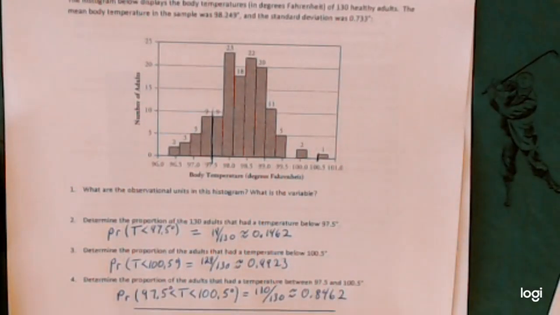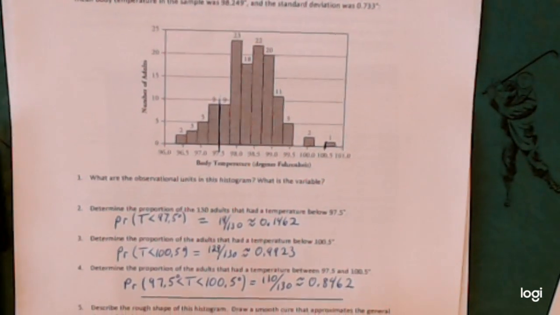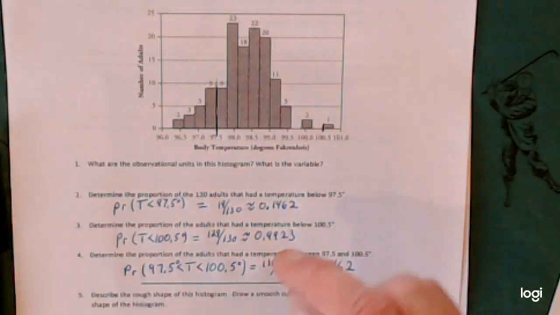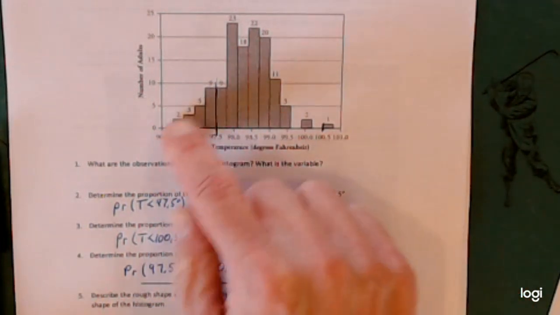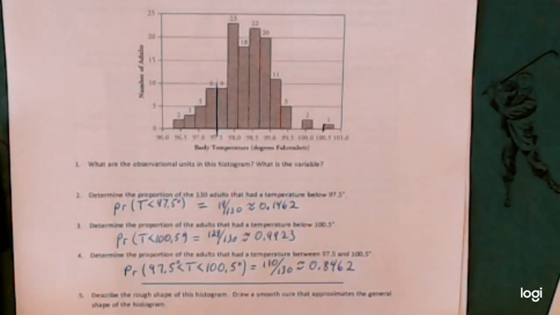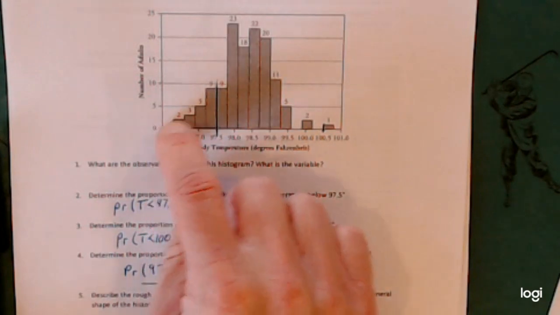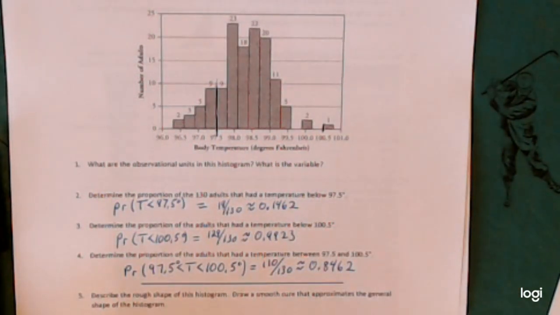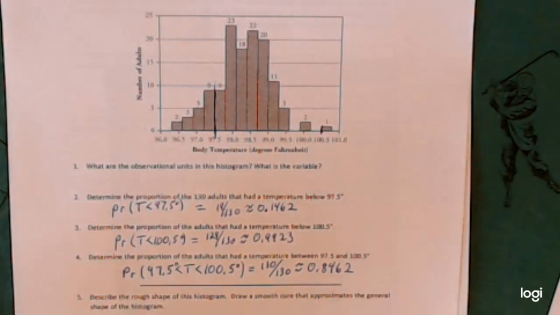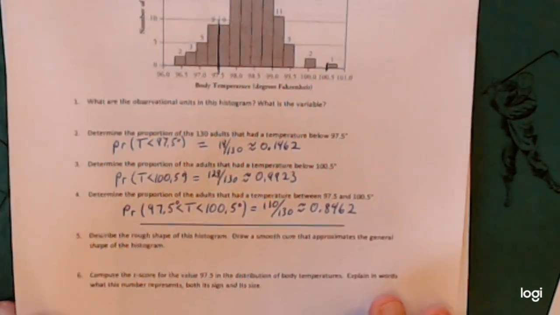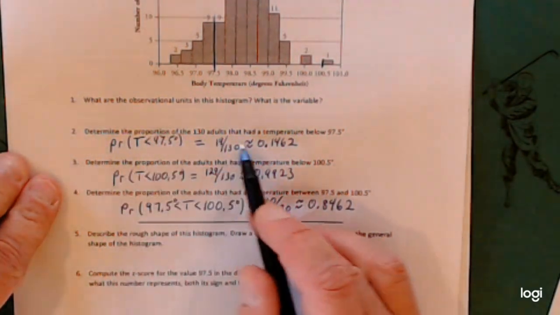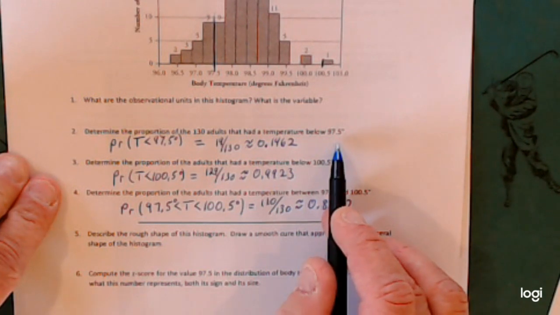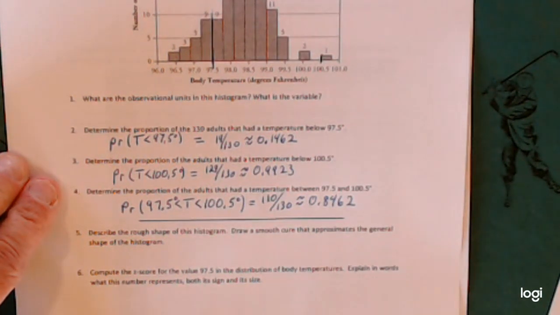All right, so we're back at our problem. What we're going to do is find these same three proportions that we found by hand, by counting and calculating proportions directly. We're going to approximate those values using the fact that this is roughly a normal distribution. So first, I'm going to calculate the z-score for the value 97.5. I want to answer this first question: I want to determine the proportion of the adults that had a temperature below 97.5. I'm going to find the z-score for 97.5.